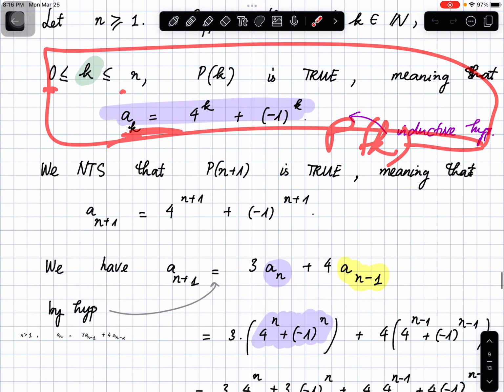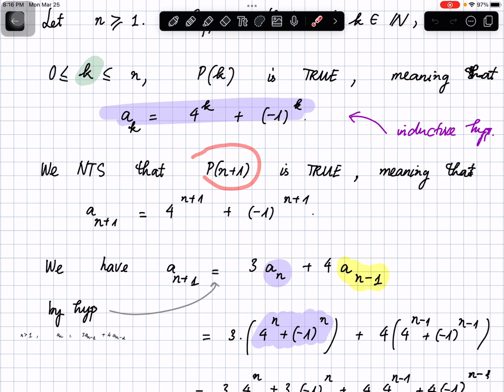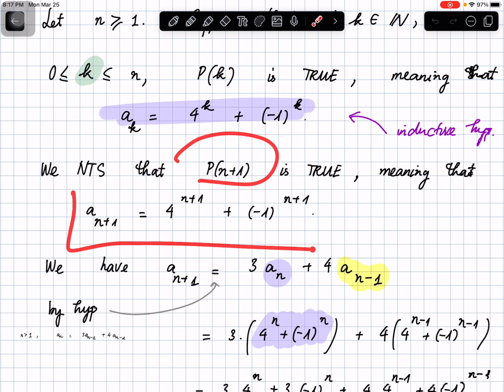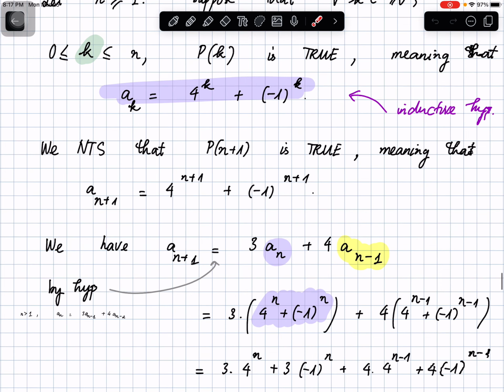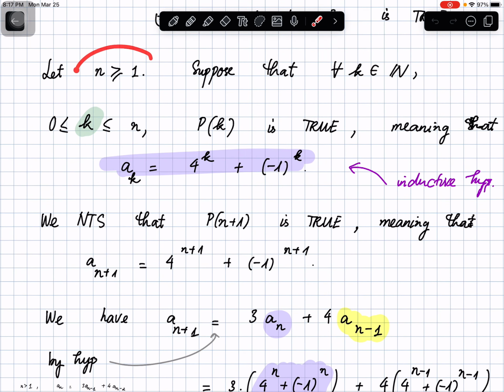We need to show that P of n plus 1 is true. So we know that it's true from 0 up to n, including n, and we need to show that it's true for n plus 1. P of n plus 1 says that a sub n plus 1 equals 4 to the n plus 1 plus (-1) to the n plus 1. Recall that we have n at least 1. Therefore, n plus 1 is at least 2.